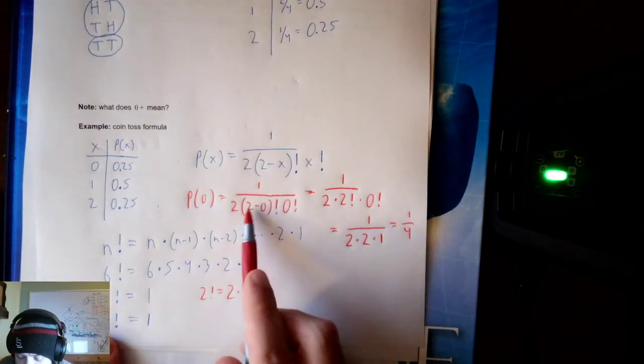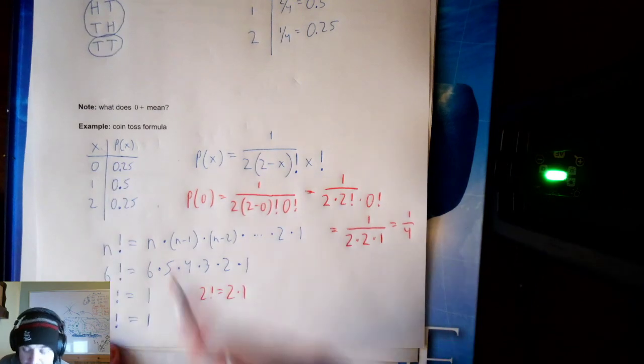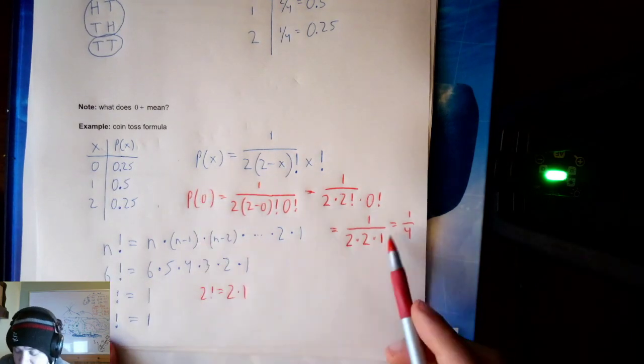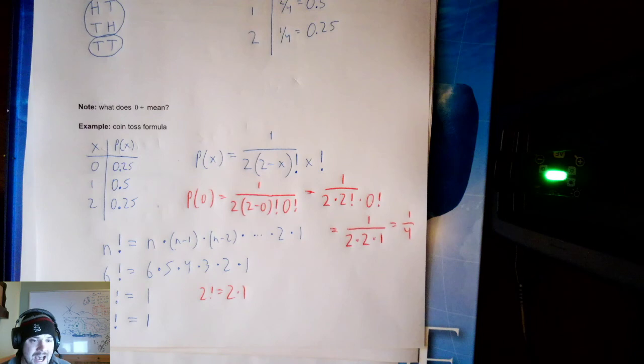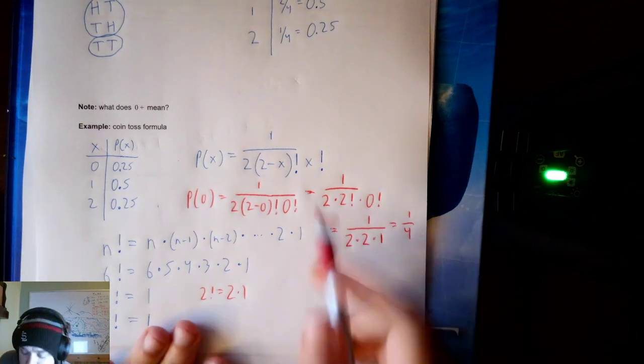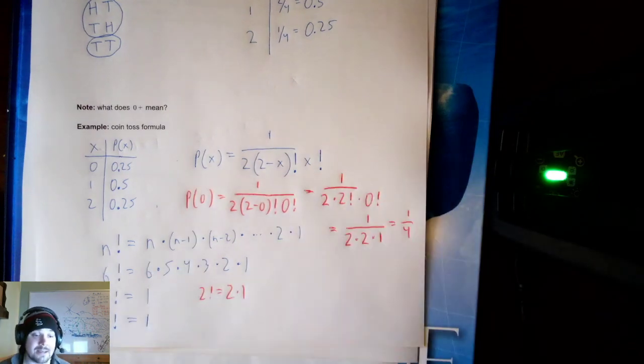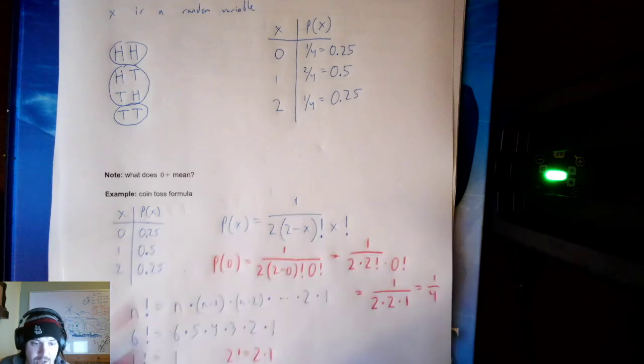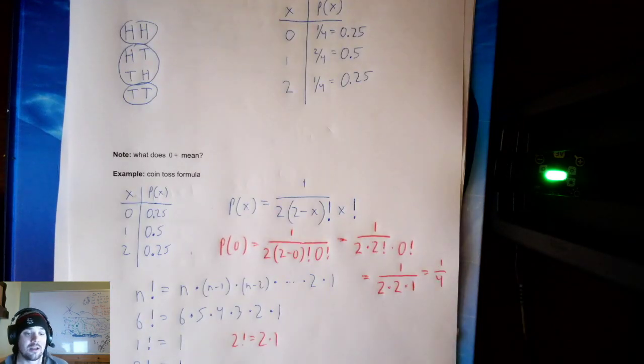So notice the formula corresponds directly with the table. If you plugged in 1, you would get 0.5. And if you plugged in 2, you would get 0.25. Now, this formula is a little bit complicated, isn't it? Whereas the table was quite simplistic, right?